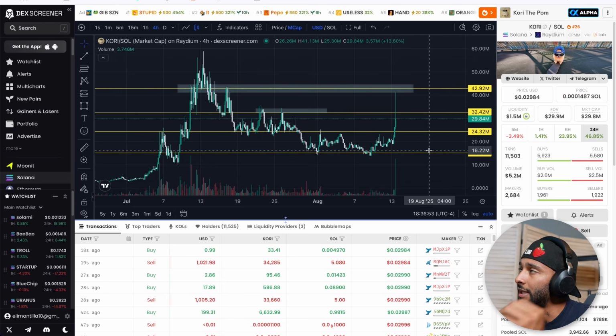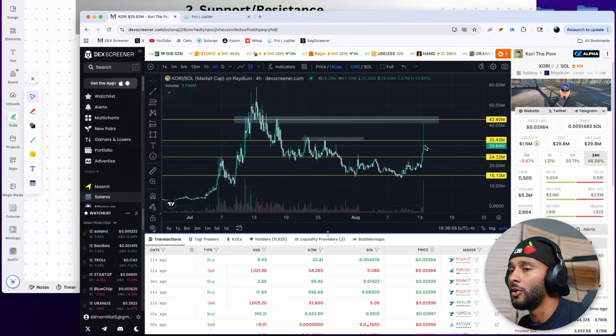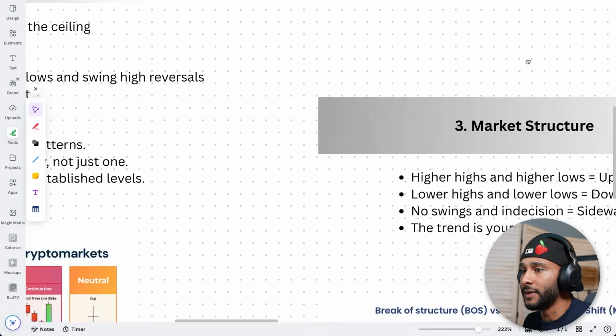Again, you always want to look at the narrative. Does the narrative still hold? Does the thesis still hold? Those are the most important things. That's support and resistance. Very basic.